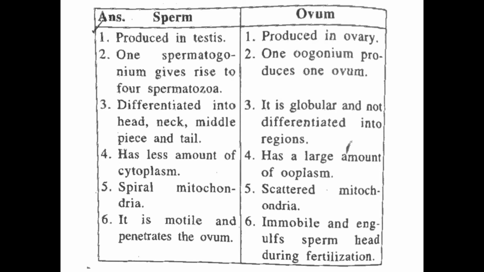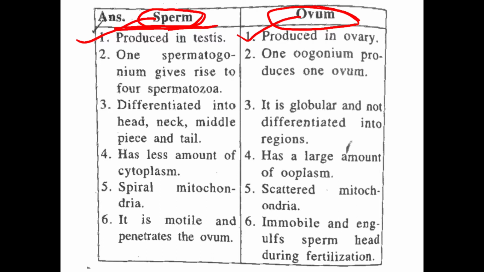We have to differentiate between sperm and ovum. What is sperm and some characteristics of sperm, then what is ovum and some characteristics of ovum. First, sperm is male gamete. We have to write sperm is male gamete and ovum is female gamete. Okay, and where will the sperm be produced? The sperm is produced from the testis and ovum is produced from the ovary.